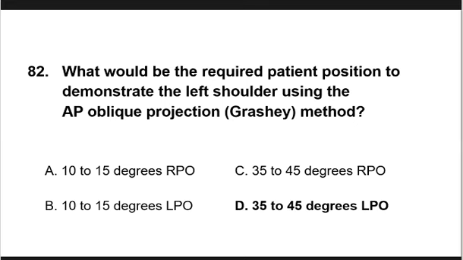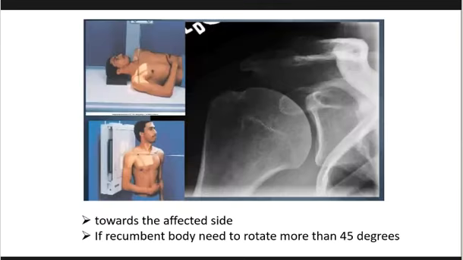What do we demonstrate in the Grashey method? That is the glenoid cavity, wherein the body is rotated by 35 to 45 degrees. This is commonly asked in board exams: the Grashey method, to demonstrate the glenoid cavity. So this is the radiograph. That is the Grashey method, wherein the patient is rotated towards the affected side. The patient can be recumbent or upright.